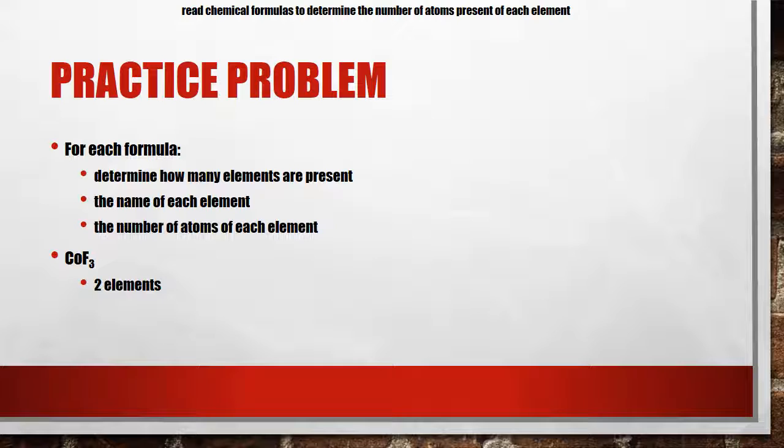If you look at your periodic table, you'll see that the element that has the symbol Co is cobalt. So there's cobalt atoms there, and we also have fluorine atoms. As far as the number of atoms, we have 1 cobalt atom because, again, there's no subscript that follows the Co. And then there are 3 fluorine atoms to match the subscript there after the F.